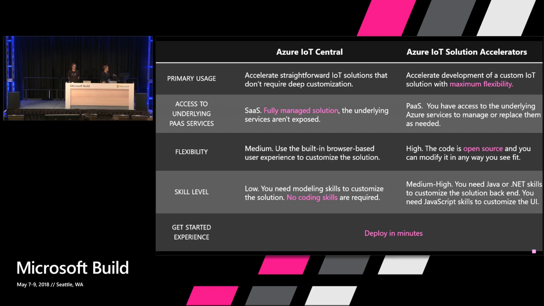On the other side of this chart, we have Azure IoT Solution Accelerators. The accelerators will really offer you maximum flexibility. These are open source offerings that you can take and customize to whatever your business need may be. But as a result of being open source, you need to know either .NET or Java in order to modify the backends, and you need to know JavaScript in order to modify the front end. The great thing about both of these solutions is that they deploy in minutes, and so you can get started very quickly, which I'm going to demonstrate for you right now.